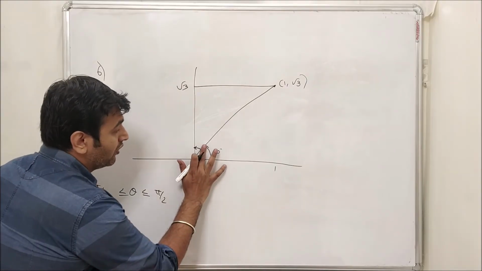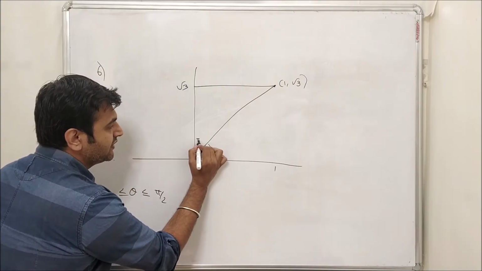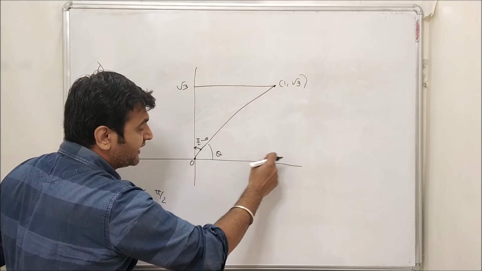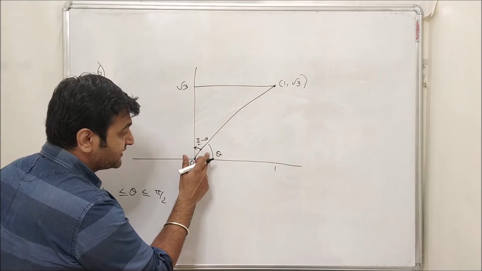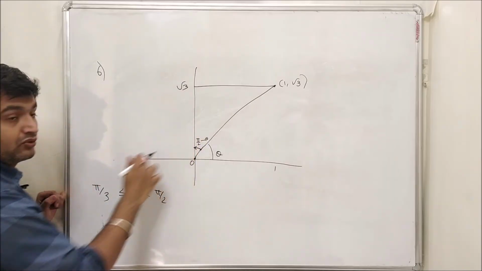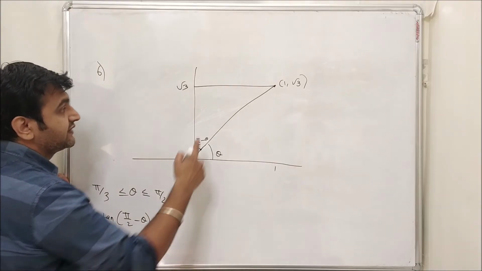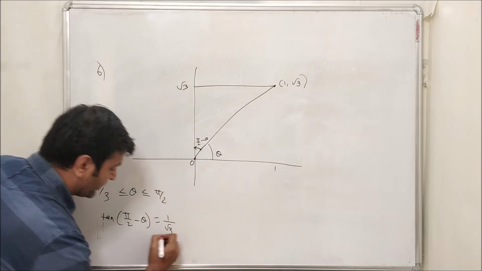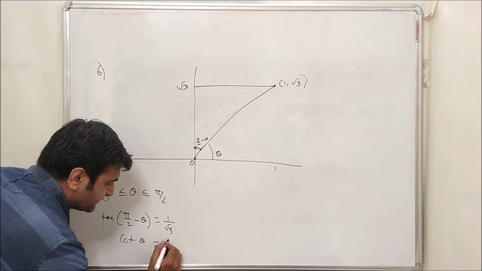Or another way: if this much is theta, how much is this angle? Pi by 2 minus theta. Another way of finding pi by 3. Either you can draw the dotted line and from here find the theta, which we did in the previous example, or if this is theta, this is pi by 2 minus theta. I know the opposite side is 1, and this is root 3. So what is tan of pi by 2 minus theta? It is opposite, which is 1, upon adjacent, which is root 3. What is tan pi by 2 minus theta? Cot theta, right?